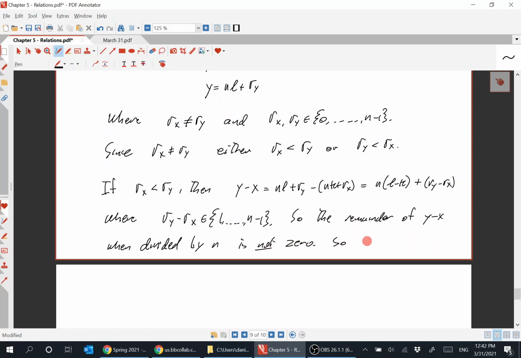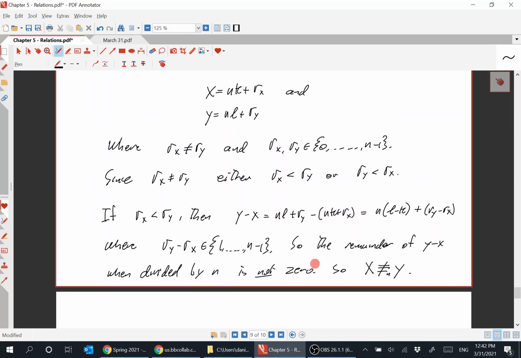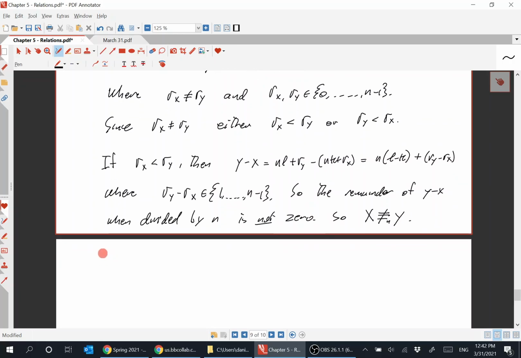So x is not equivalent mod n to y. That's if ry is bigger than rx, or rx is less than ry. If rx is bigger than ry, then again, y minus x is equal to n(l minus k) plus ry minus rx. But this time ry is the smaller one, but they're still unequal.